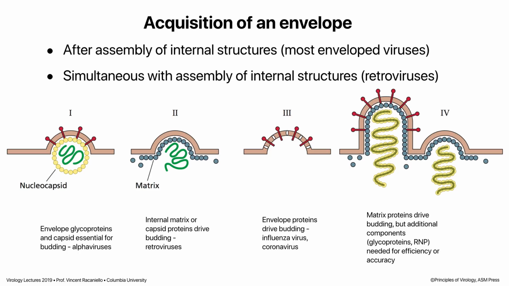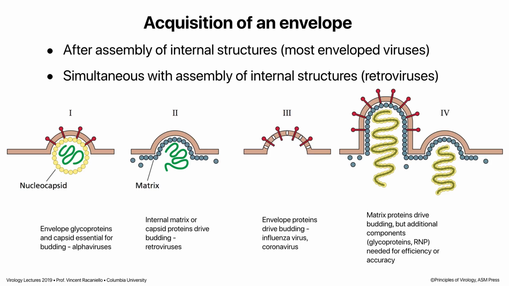So, how do you get an envelope? There are 2 general ways. First, you make the internal structures, like we did with influenza virus. We made the RNP, and then it buds off the cell. But there's another way we see with other viruses: simultaneous with assembly of the internal structures. What does that mean? The whole structure forms as it buds. You don't make the internal structure first. It only forms upon budding.